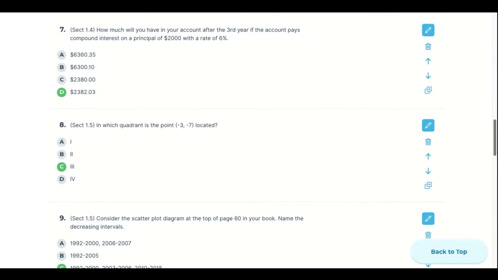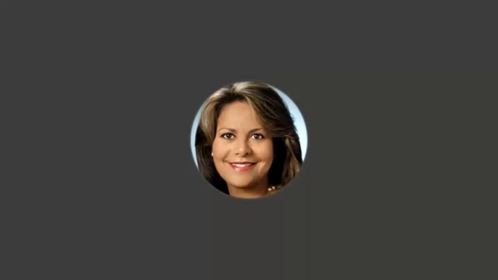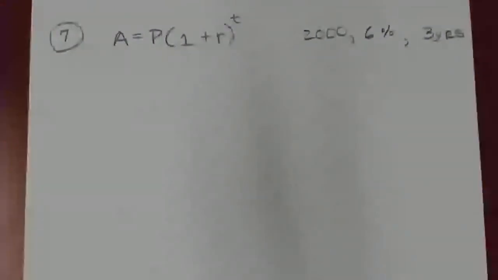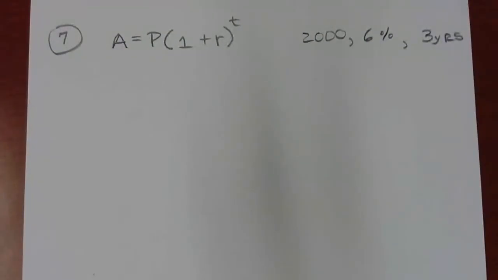And I'm going to write the numbers that they were given, but they're the same numbers: $2,000, 6% as the rate, and a time of 3 years. Okay, switching back over to the camera. So this one asked for compound interest, so I wrote the formula down right away.